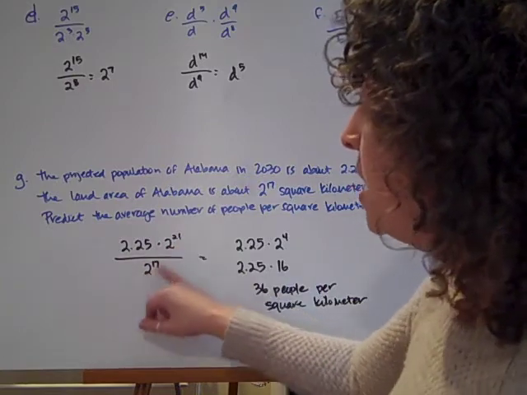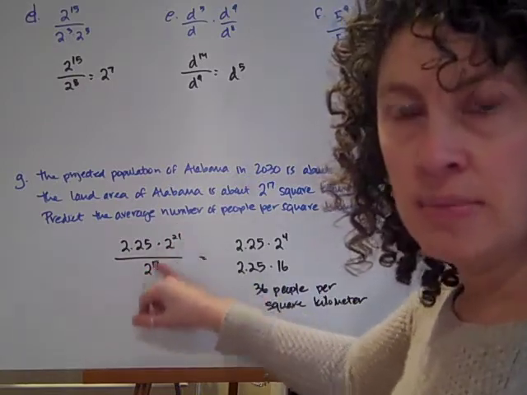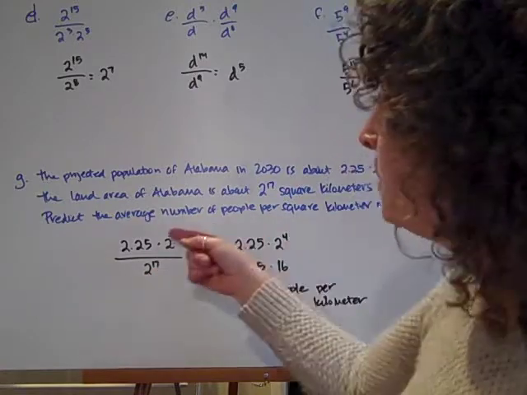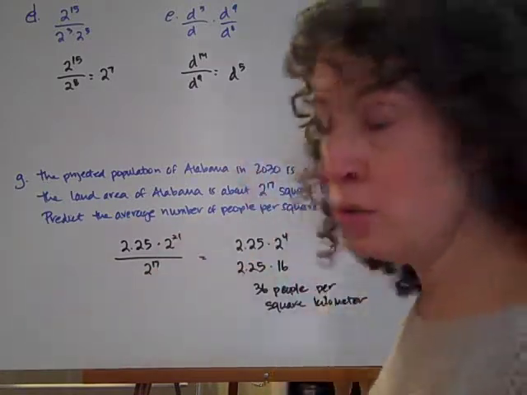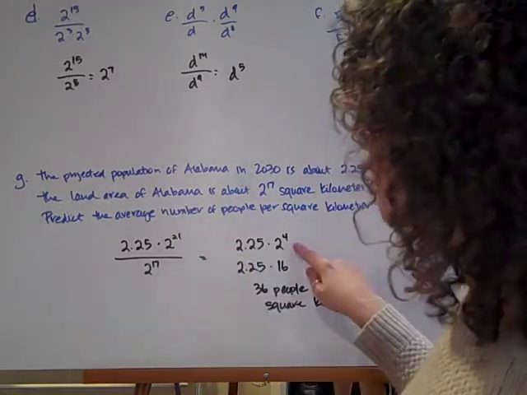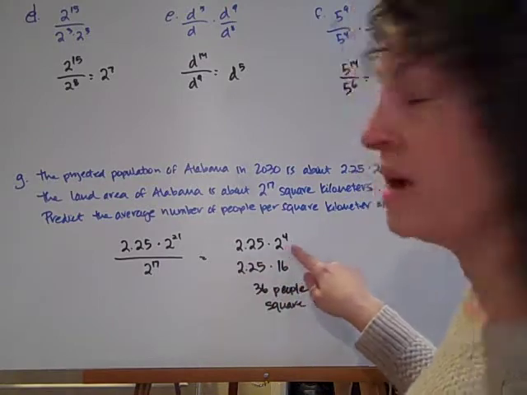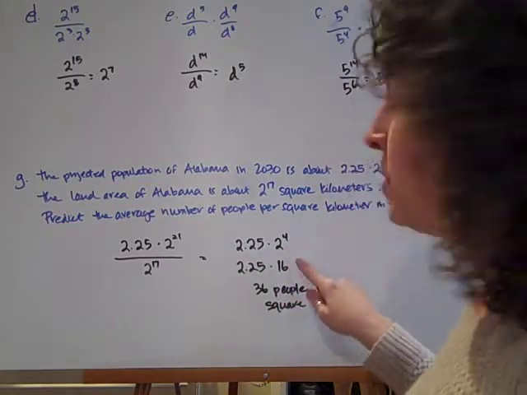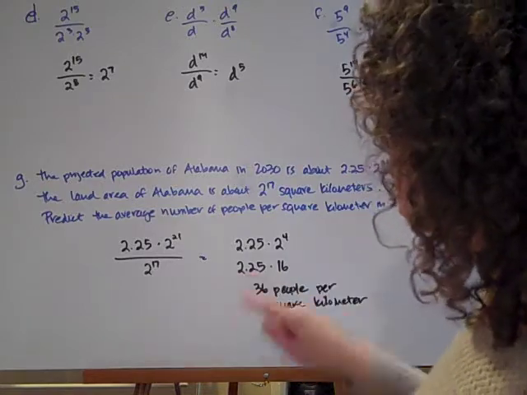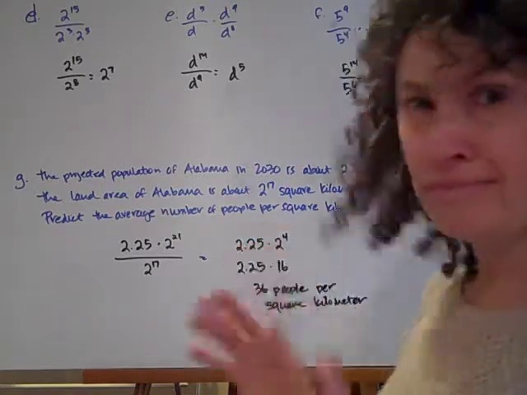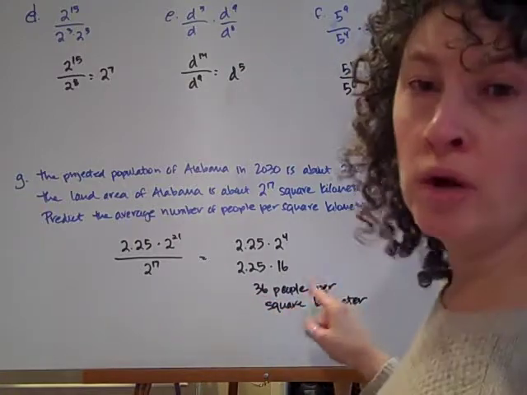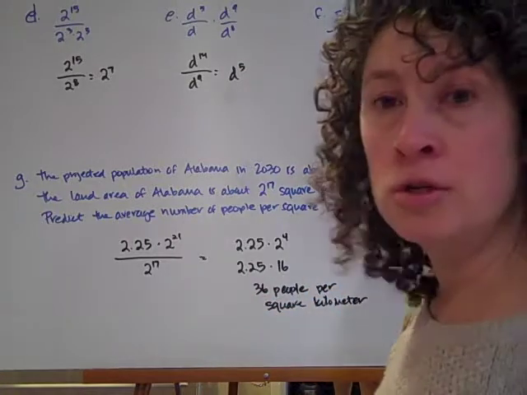Now these two have common bases. They have the same base, so I can simplify them. So I'm going to keep the 2 in my numerator with my 2.25, and 21 minus 17 is 4. So I have 2.25 times 2 to the 4th power. 2 to the 4th power is 16. So I grab my calculator and do 2.25 times 16. Sorry about that. And I end up with 36. So it's going to be about 36 people per square kilometer in Alabama in 2030.